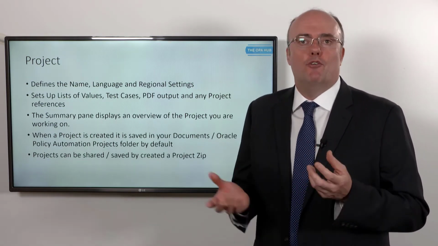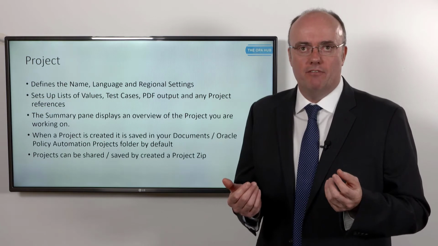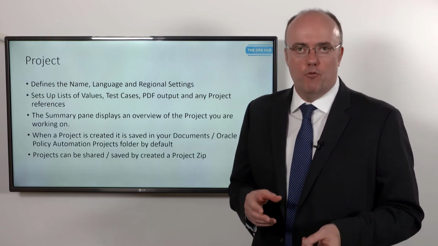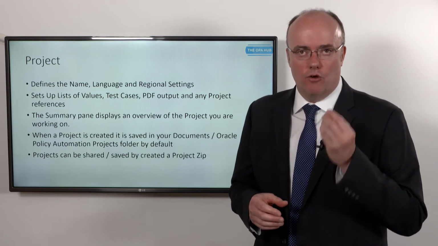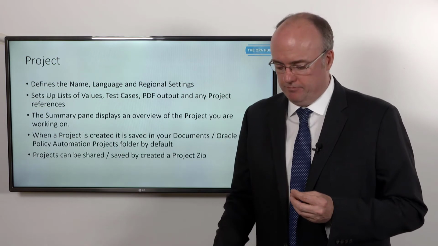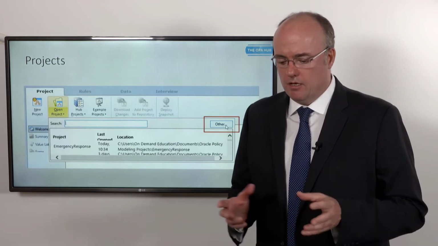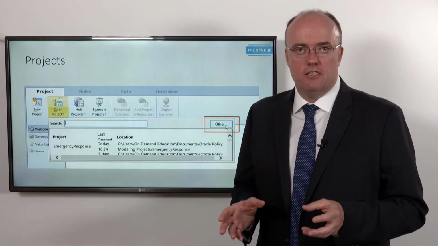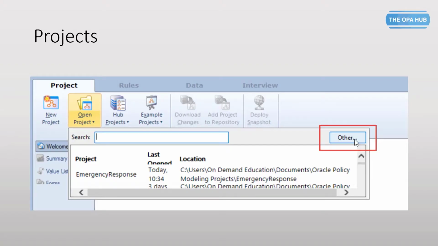So if you're just a couple of colleagues playing around, you can easily share work to see what each other has been doing. But I restate what I said a moment ago: it's all about sharing in the hub in a real-world scenario. So briefly, you can either open existing projects or create new projects. Notice the other button. If you've got them in multiple folders, you might find yourself having to click on that and find the particular folder.